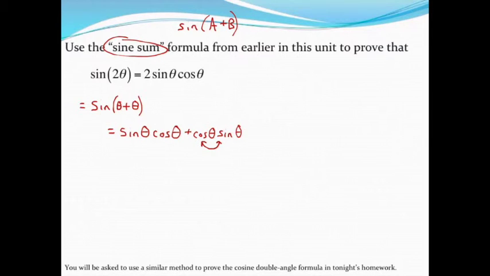And then it turns out I have like terms. I've got one sine cosine there, another sine cosine there. So altogether I have 2 sine cosines. Okay, and sure enough, that's the formula. So the proof is really that kind of straightforward.